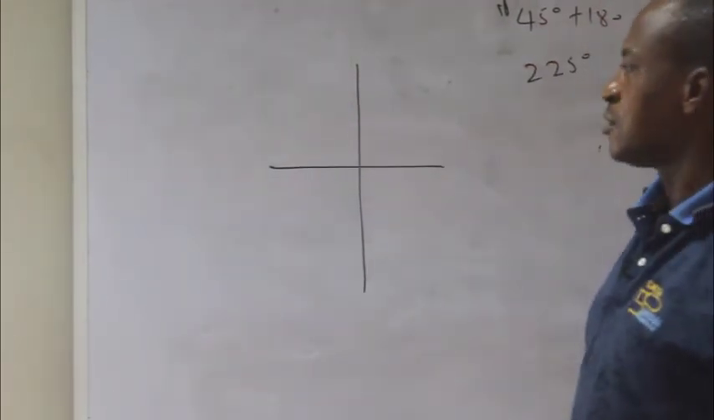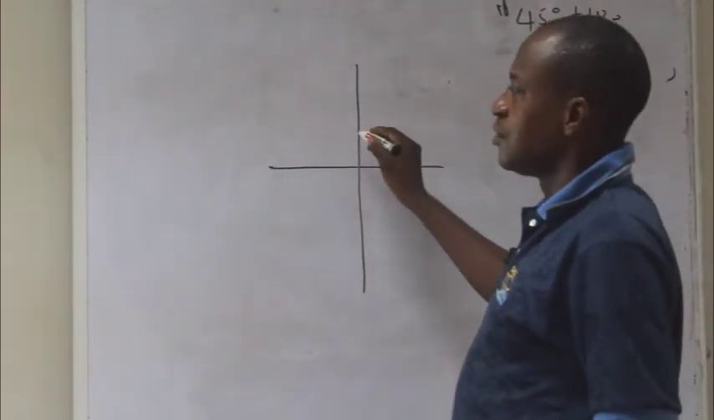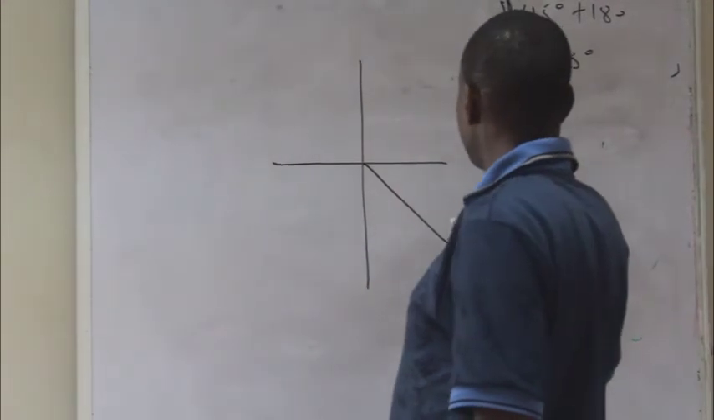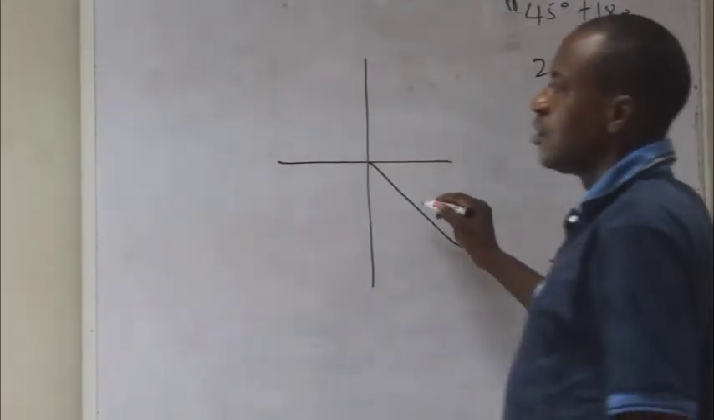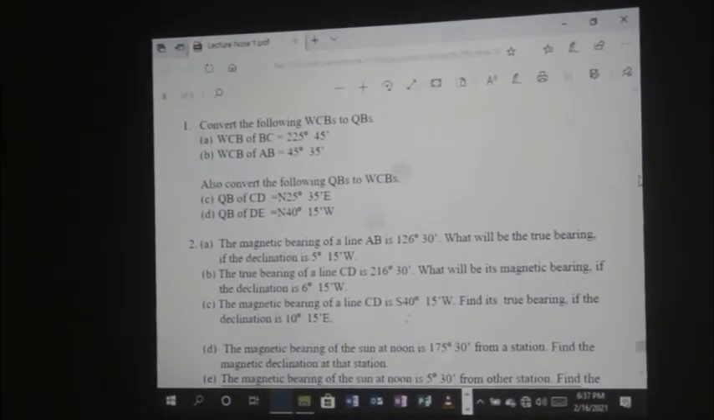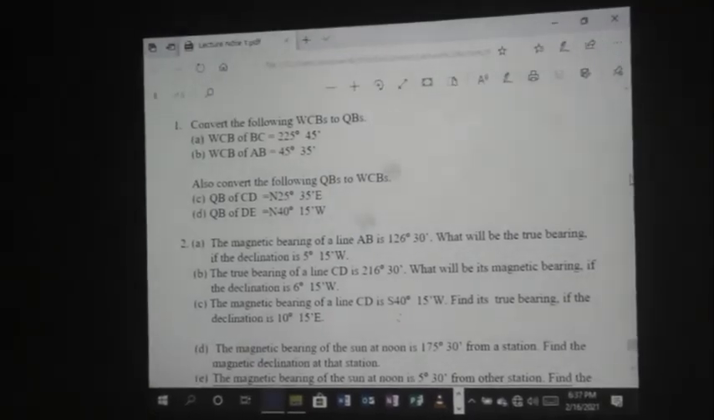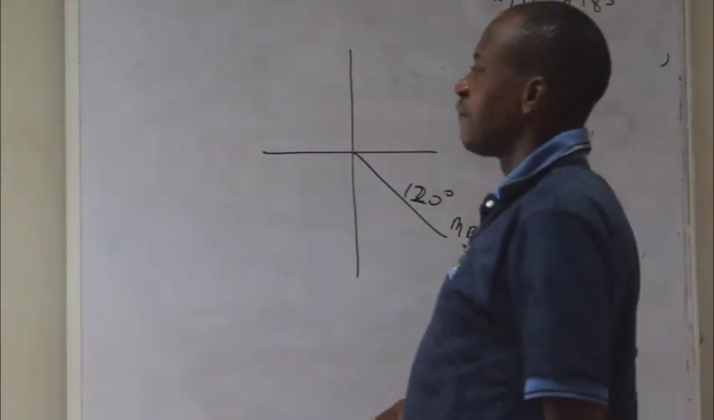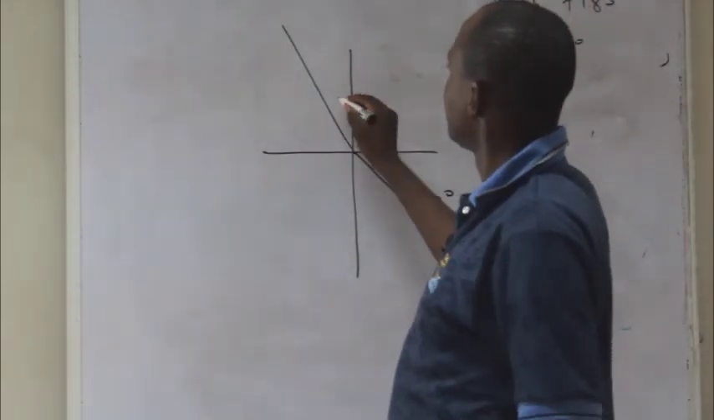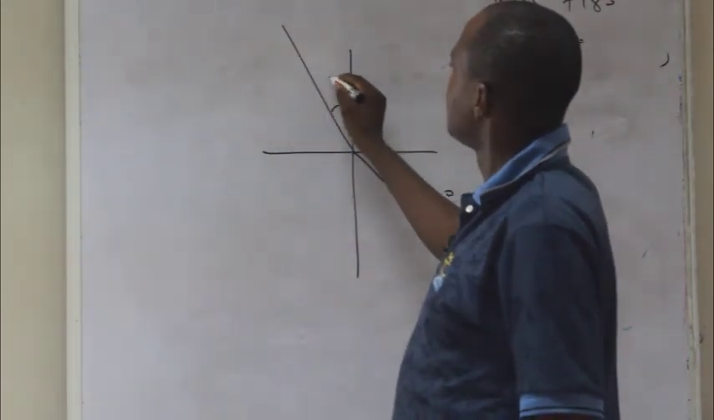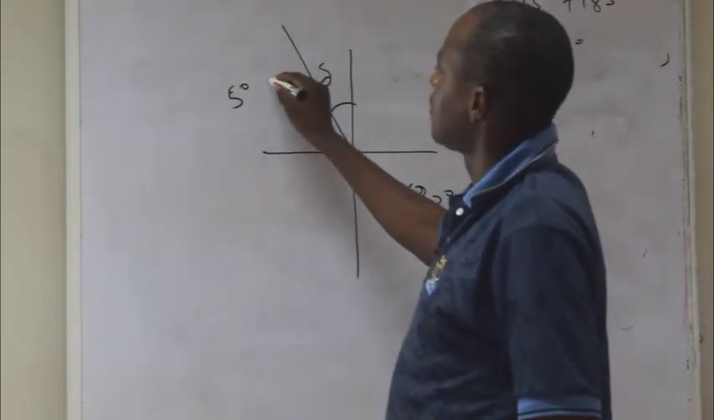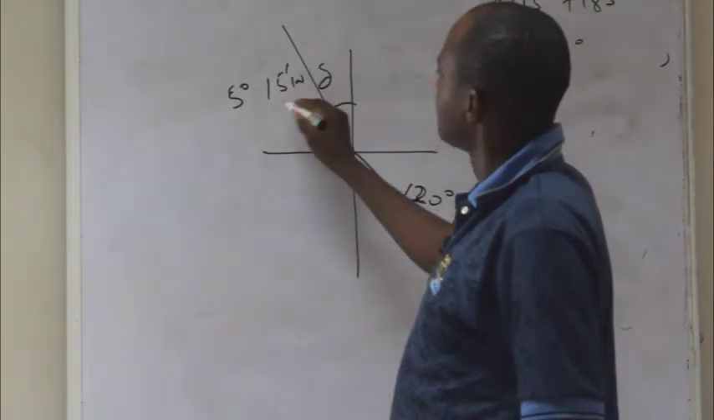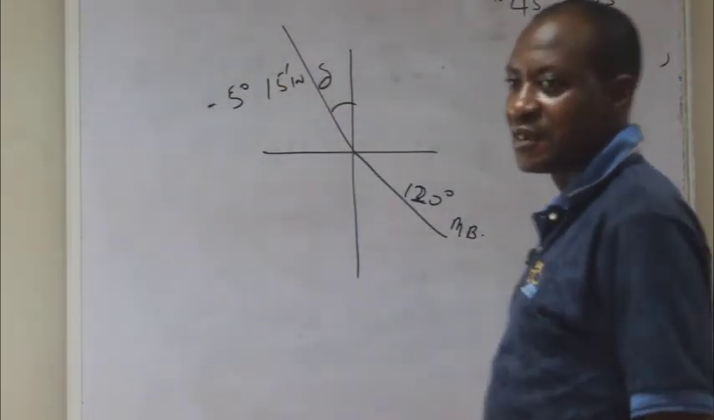As an example, you still have other ones to do. The magnetic bearing of a line is 120 degrees. What will be the true bearing if the declination is 5 degrees 15 minutes west? This is 5 degrees, these are the western part. Declination is 5 degrees 15 minutes west. It means that declination is negative.